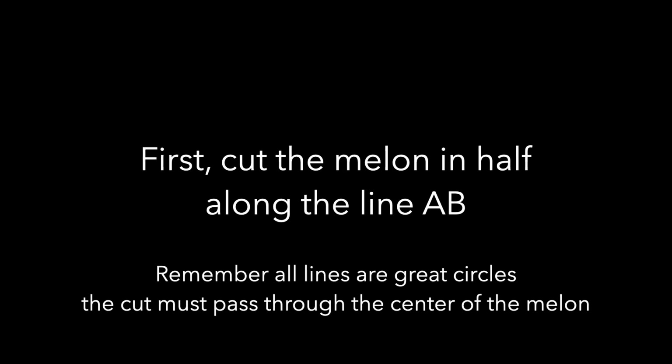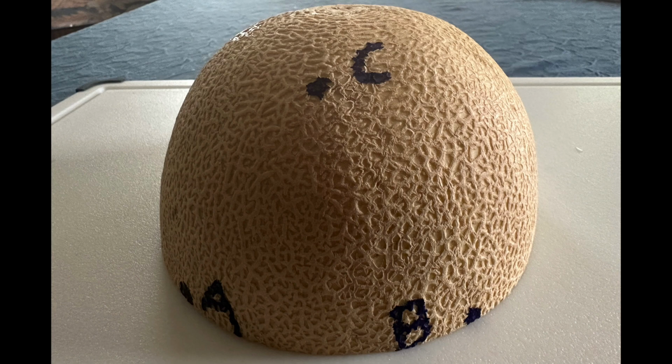The question is, what's the area of a spherical triangle ABC? First, cut the melon in half along the line AB. That's like our equator. Now, all lines, remember, are great circles, so the cut has to pass through the center of the melon. There's my triangle ABC.